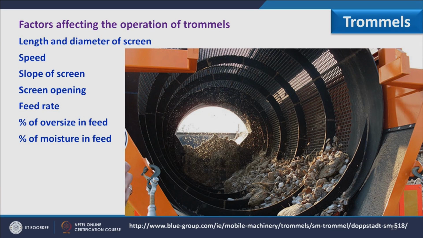Now, I will discuss the factors which affect the operation of trommels, and these are length and diameter of a screen, speed of rotation, slope of a screen, screen opening, feed rate, percent of oversize in feed, and percent of moisture in feed. So, all these factors affect the performance of trommels.